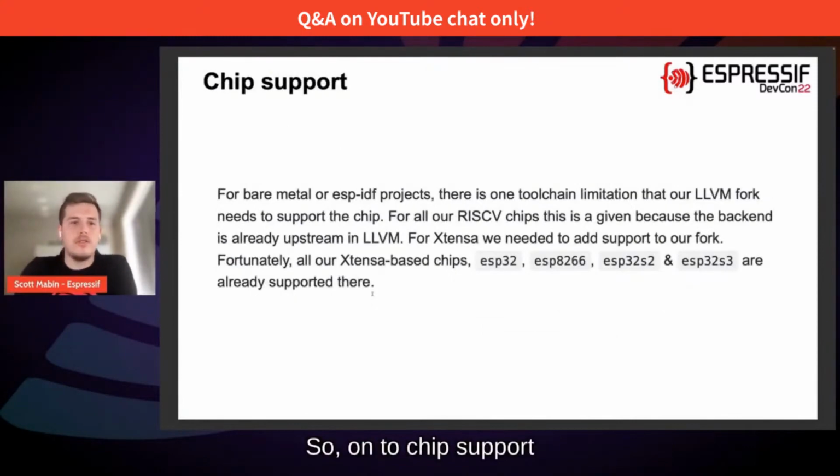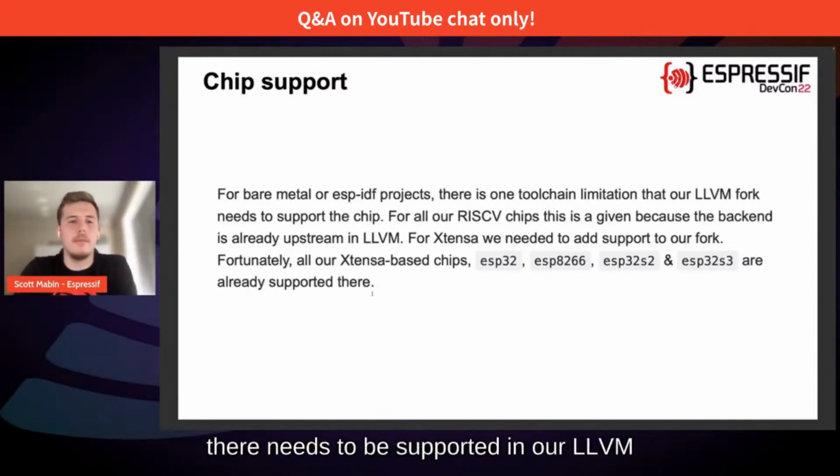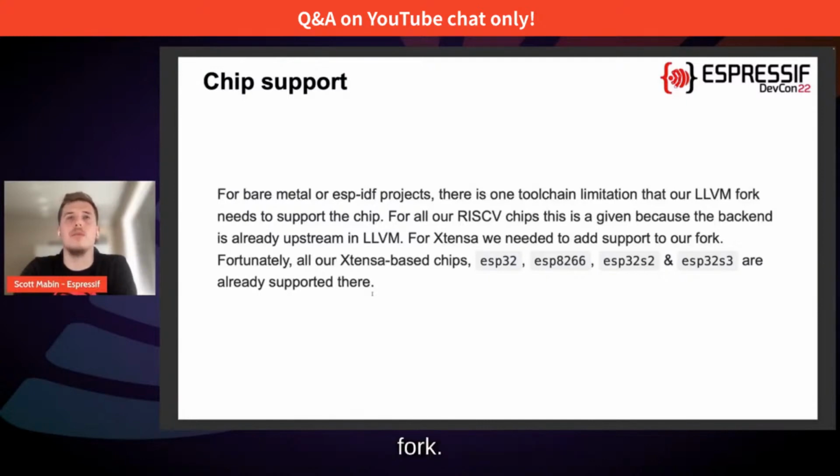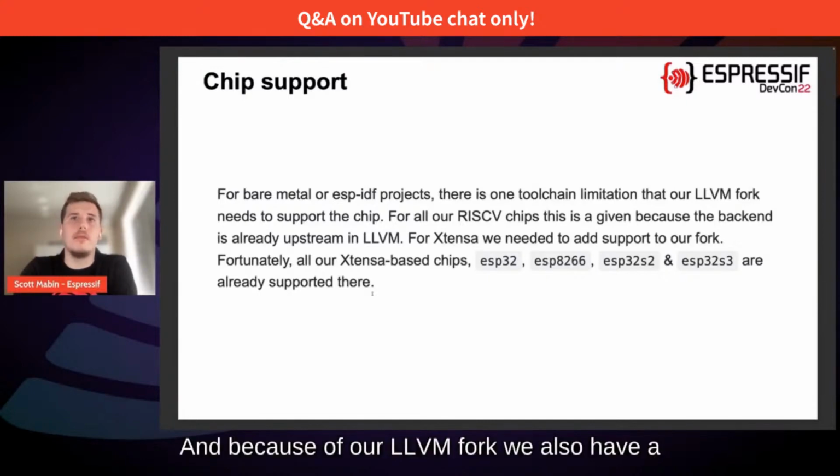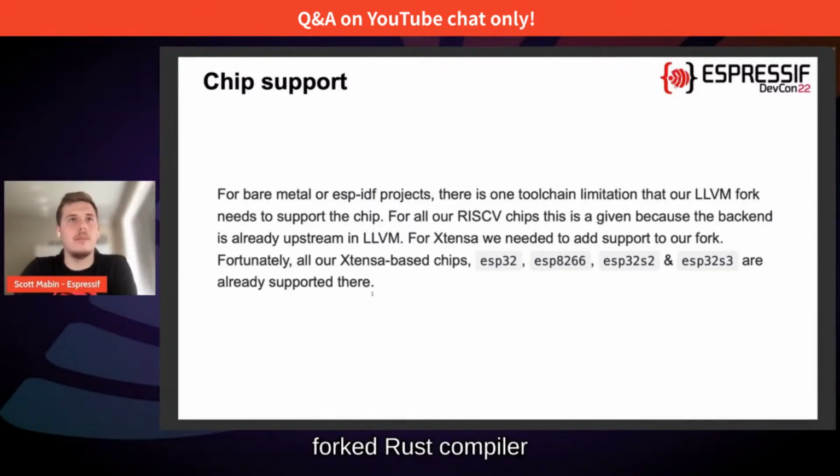So onto chip support. There's one limitation for all the projects, so bare metal and ESP-IDF projects, and that is if you're targeting an Xtensa chip, there needs to be support in our LLVM fork. And because of our LLVM fork, we also have a forked Rust compiler. So if you're targeting Xtensa, which is the ESP32, ESP8266, the S2 and the S3, you'll need a forked Rust compiler.